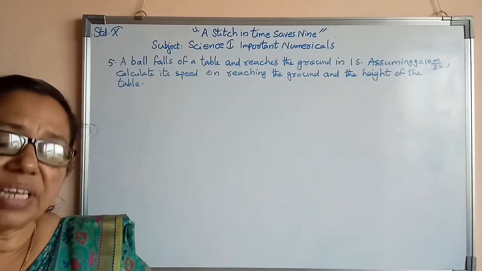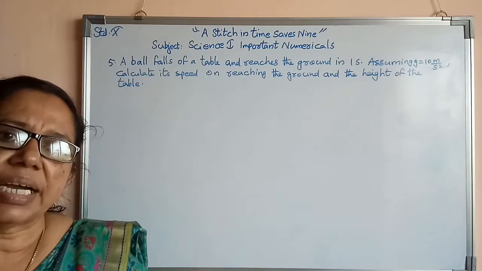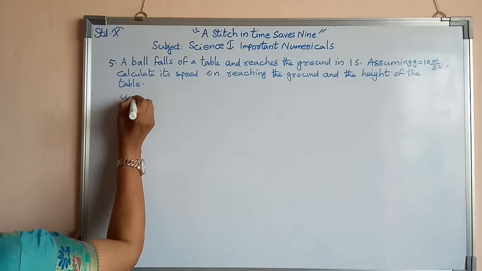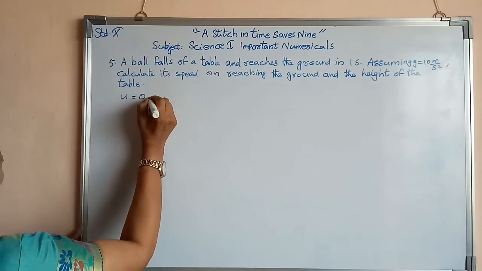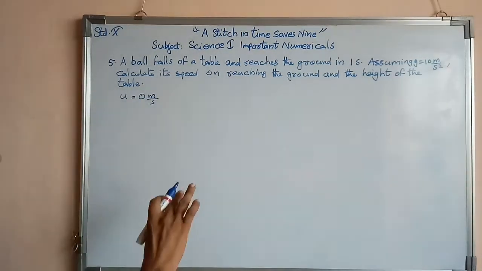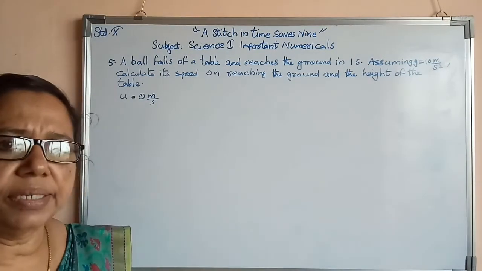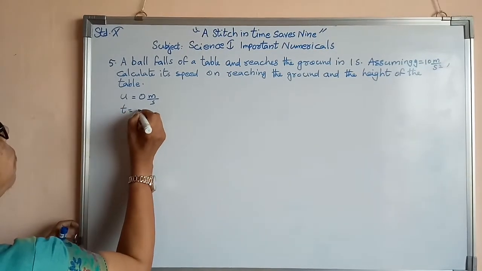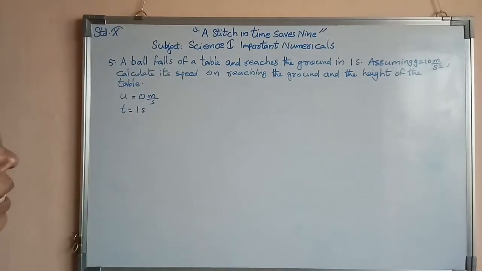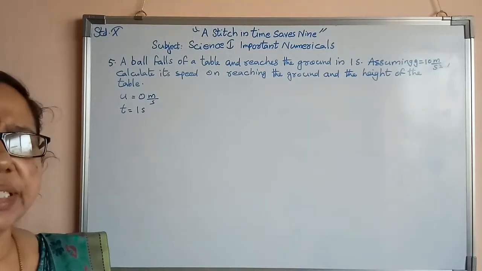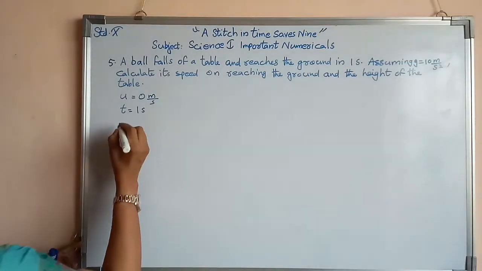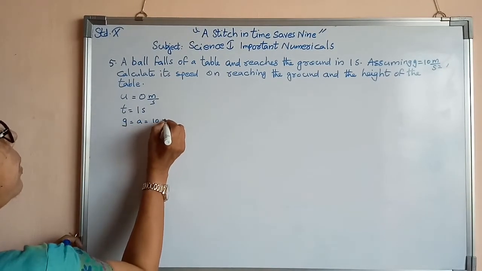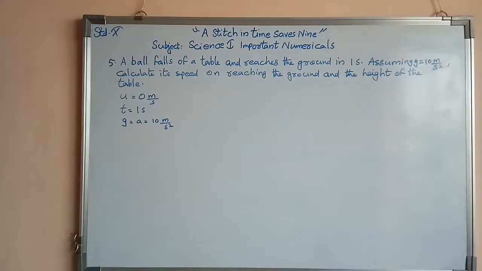The ball falling from a table, that means the initial velocity of the ball is 0. So initial velocity u is equal to 0 meter per second. Then from the table it has fallen, and the time taken is 1 second. So t is equal to 1 second. Now assuming g, the gravitational acceleration, is equal to a, so g is equal to a, that is equal to 10 meter per second square.